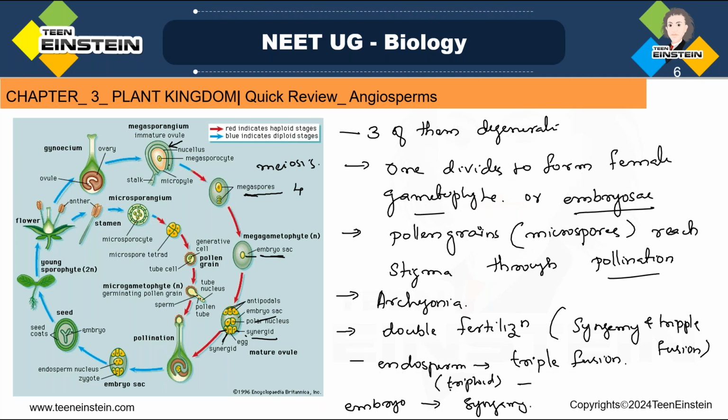So here, finally you can see the embryo inside the seed. Here you can see the endosperm inside the embryo sac. This endosperm, we are saying that is triploid in nature. You can see here three nuclei, and the zygote. Here endosperm is formed by triple fusion, and embryo is formed by syngamy. Okay.